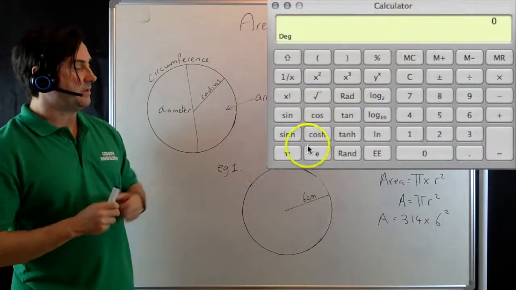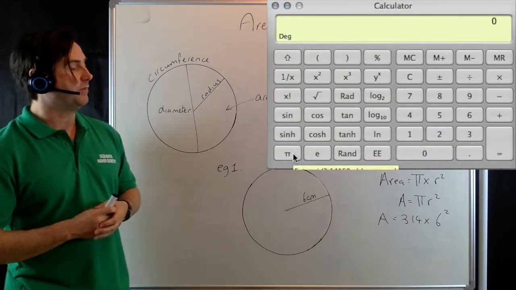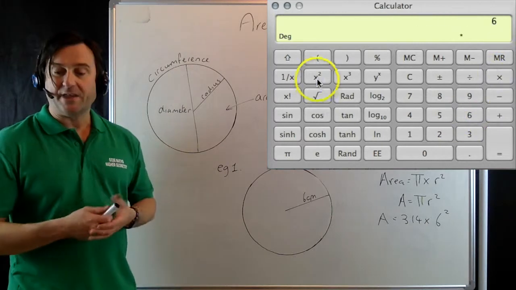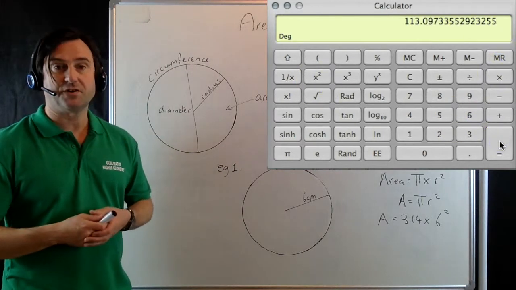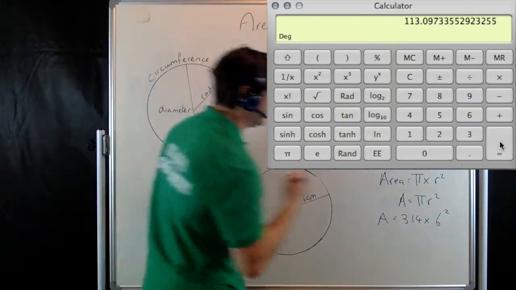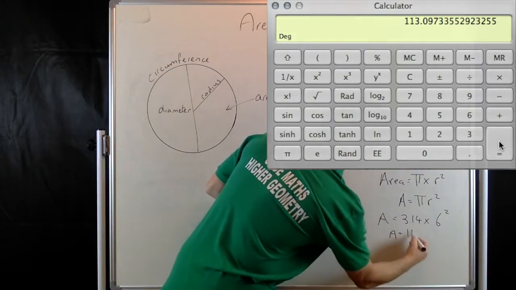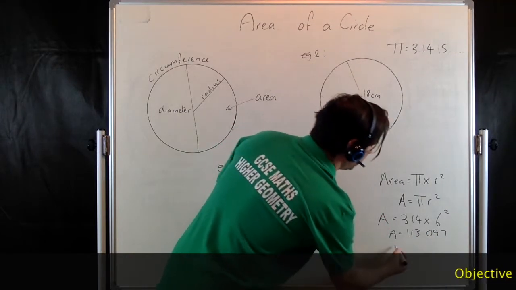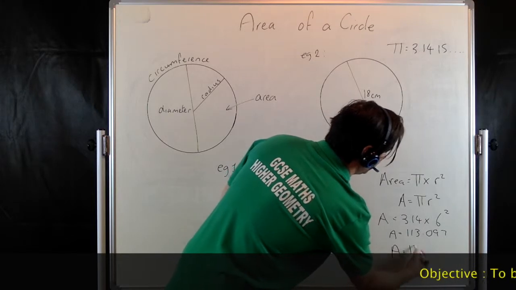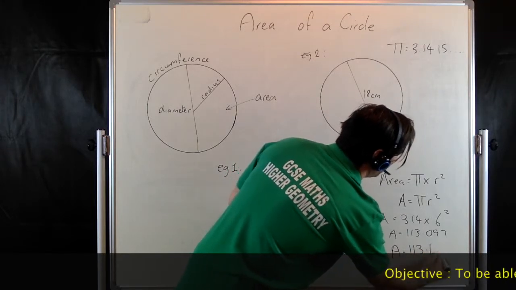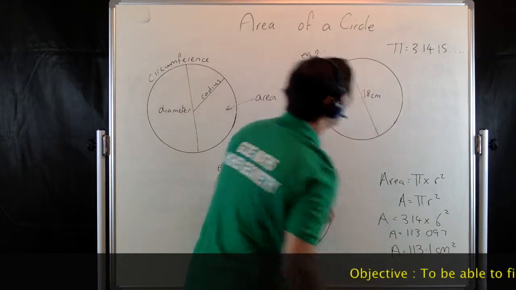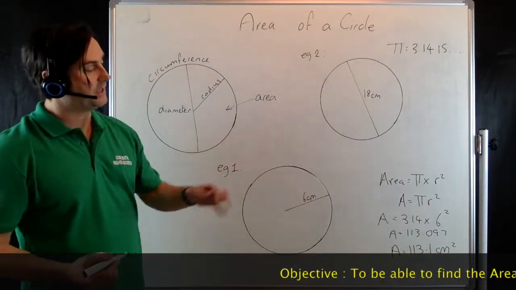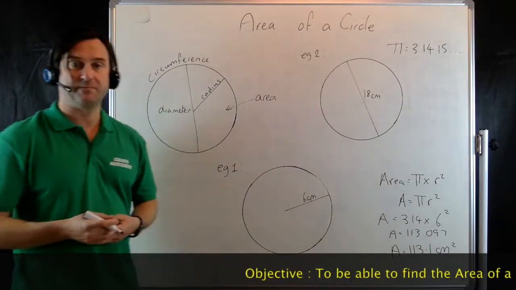Now, let's type that in. So 3.14, or pi times 6 squared, and that gives us an answer of 113.097. So the area is 113.097. If we round that to one decimal place, we get 113.1, and the units, because the radius was in centimetres, the units will be centimetres squared because it's an area.